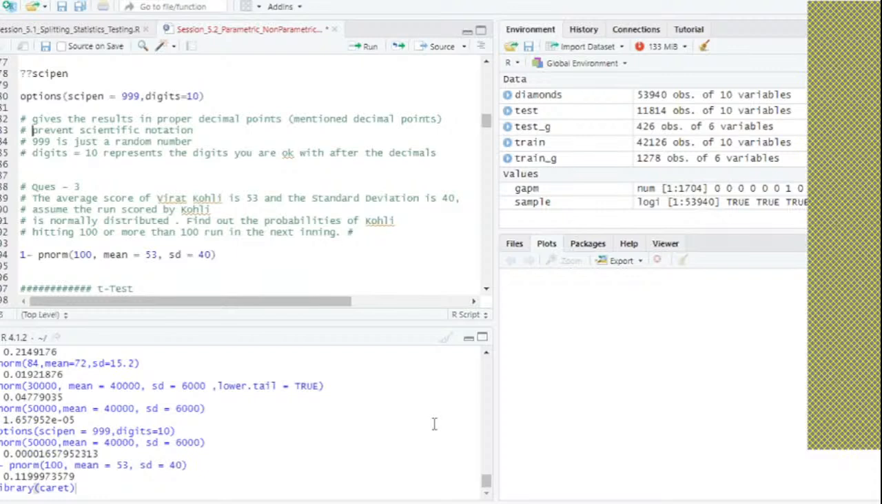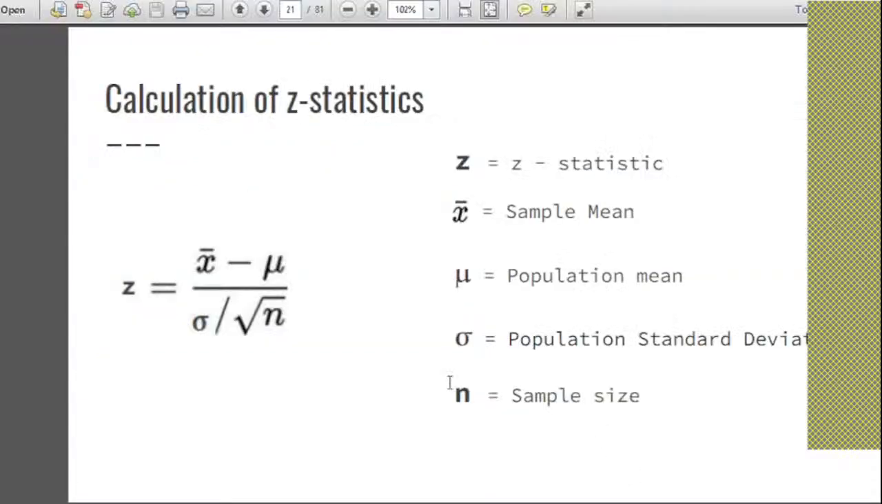Vaibhav, what is the result? 0.12? 12%? Yes? Okay. It is 0.119, so I just rounded it off, okay? Done? Okay, now moving on to t-test.